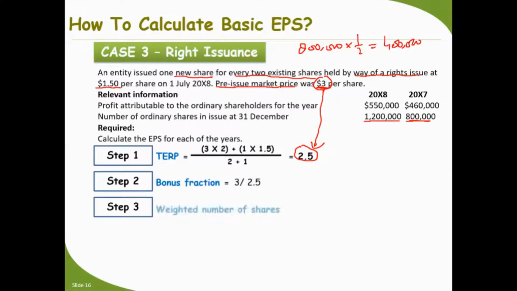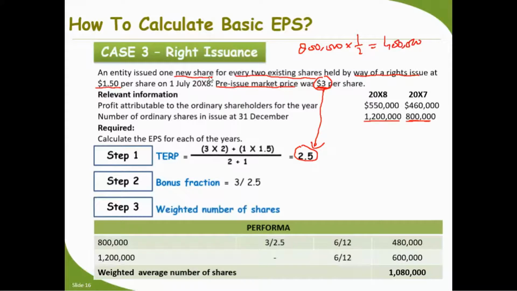Step 3, weighted average number of shares. At which date did we issue shares? 1st July 2008. So 800,000 times bonus fraction 3 by 2.5 times time fraction, January to June, 6 by 12, which is 480,000. Now, shares after right issuance, 1.2 million times only the time fraction, July to December, 6 by 12, which is 600,000. And the weighted average number is 1,080,000.